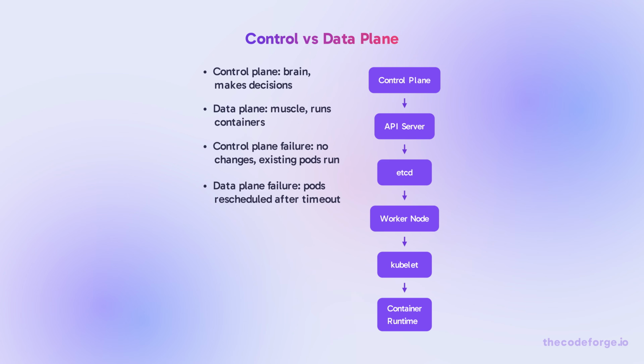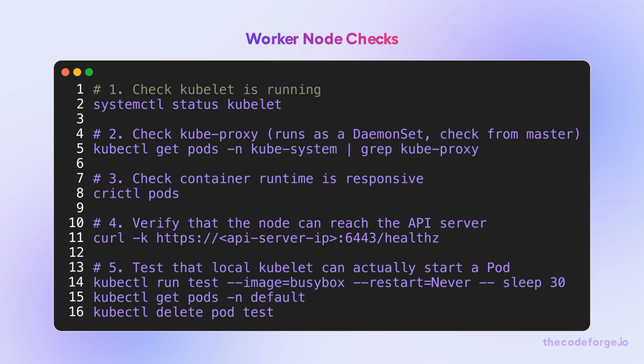Kubernetes is divided into 2 logical planes. The control plane makes decisions, the data plane executes them. If the control plane fails, existing containers keep running, but you can't make changes. If a worker node fails, pods are rescheduled. On a worker node, check kubelet status, kube-proxy pods, container runtime, and API server reachability. This helps determine if the issue is control plane or data plane.